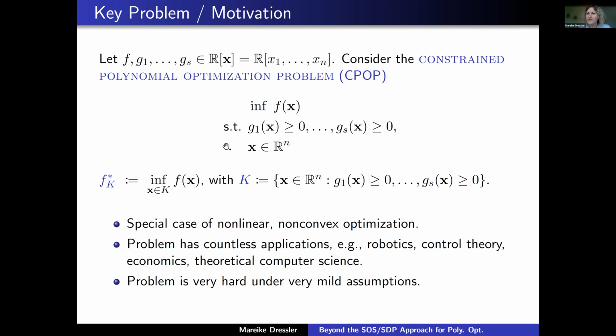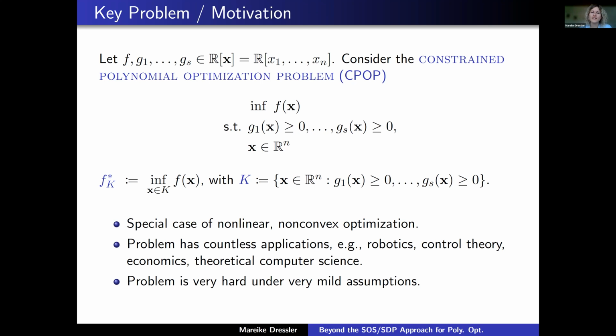Usually, as you have also seen this week, we write this in a more condensed version like so, where we gather all constraints in such a set K, for instance. This is the basic closed semi-algebraic set defined by these inequalities. And then we want to minimize f subject to x being in this set K. And we usually denote during the talk the optimal value of this with f_K star.